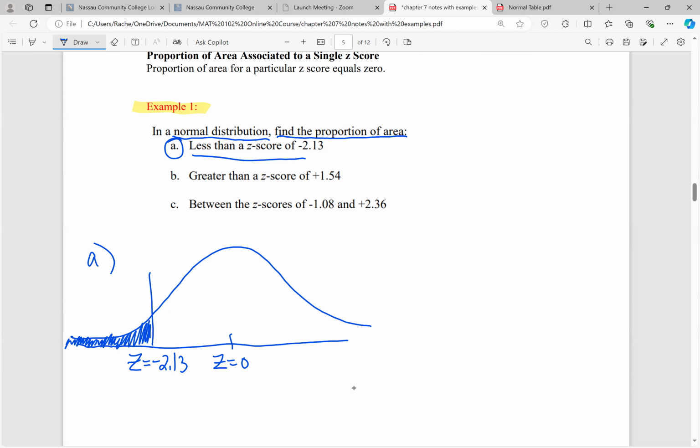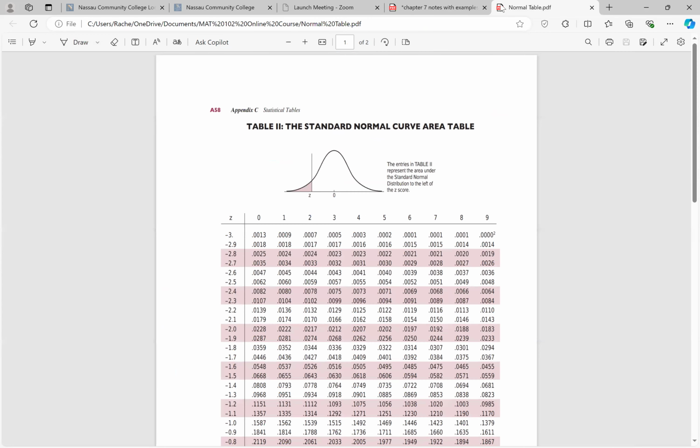And remember, this is a continuous curve. So this curve is never going to touch the horizontal axis, but it's going to get closer and closer and closer. So we can very easily now find this shaded area underneath the curve, this proportion of area, by using this normal table that I'm going to teach you how to use. So you all have a normal table. I'm going to share my normal table.